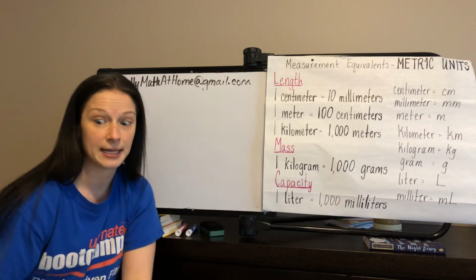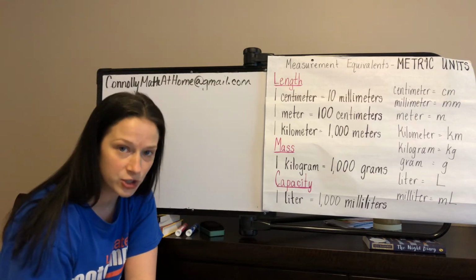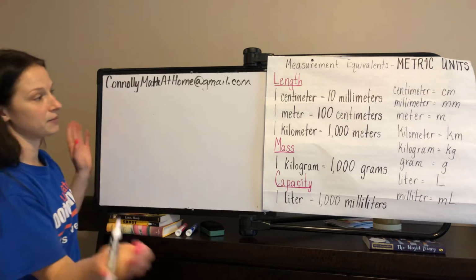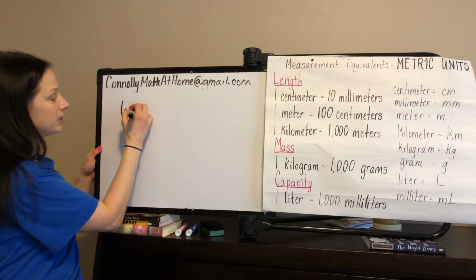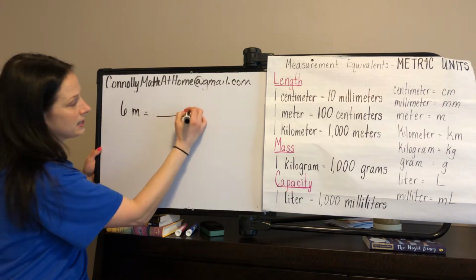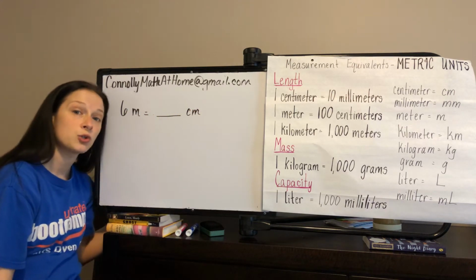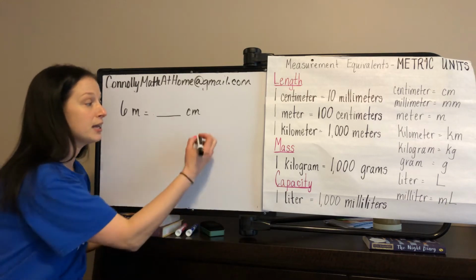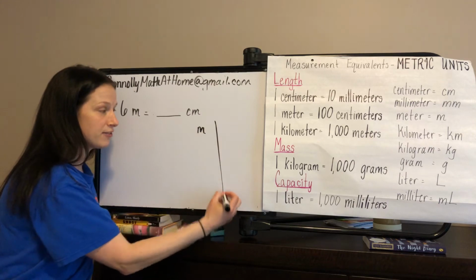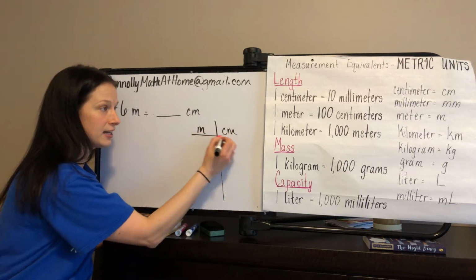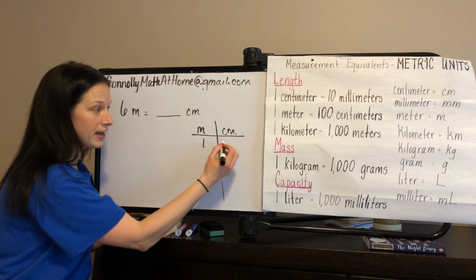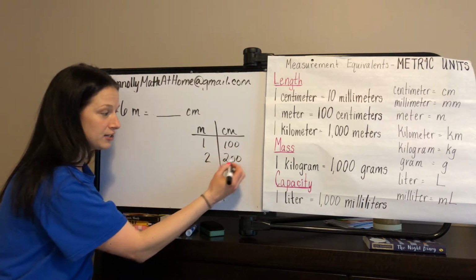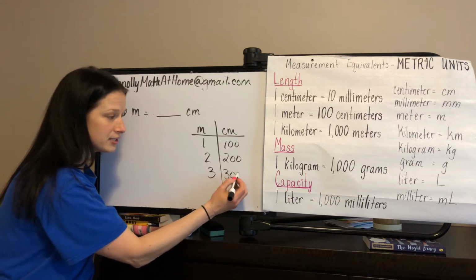Okay, so let's get started on some conversions. So you might be asked a question like this. If you have 6 meters, how many centimeters do you have? So in the last video, we went over some input-output tables so that we could make sense of what's going on. So if we have meters on one side of our table and centimeters on the other side, I know that if I have 1 meter, I have 100 centimeters. I know if I have 2 meters, I have 200 centimeters, 3 meters, 300 centimeters.